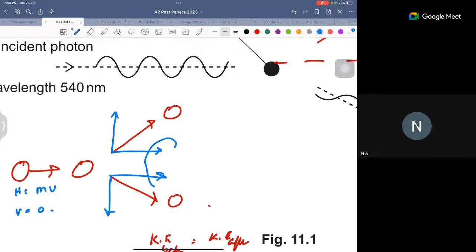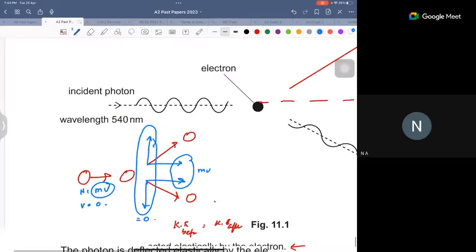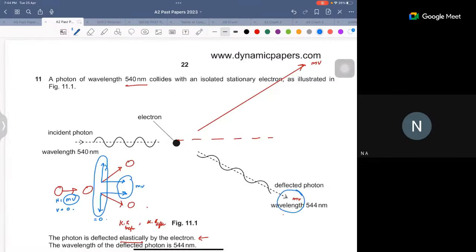So these two should be the same as mv, the horizontal momentum. Before and after it should be the same. But these two are equal and opposite. They should cancel out to zero. Otherwise, momentum is not conserved. Do you get it? Yes, sir. So in order to conserve the momentum, if one is going in this direction, the other must go in this direction. So its vertical components just cancel out.